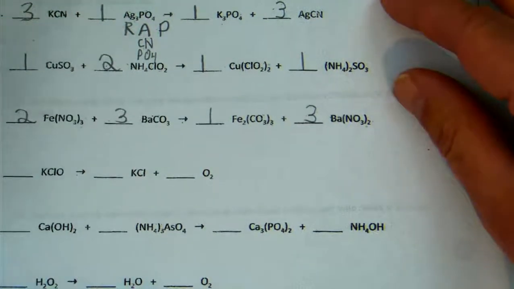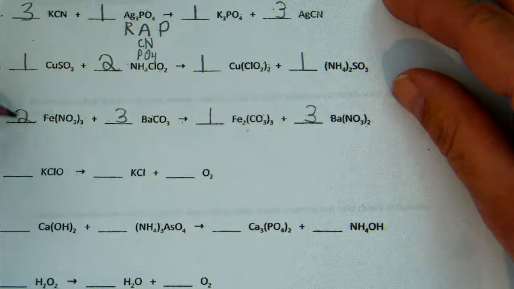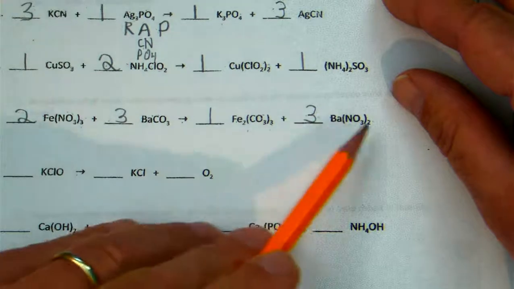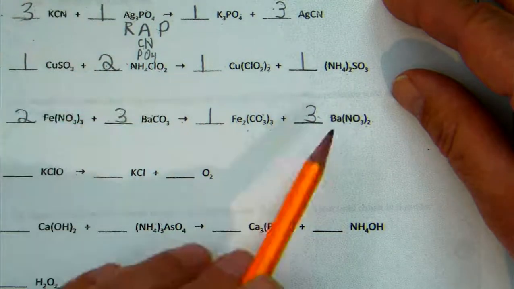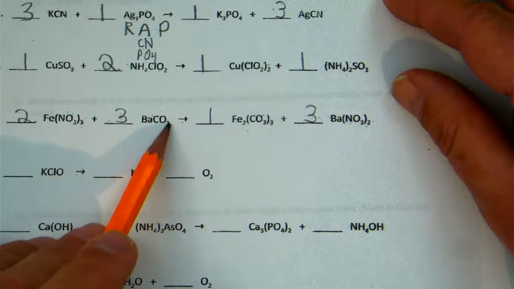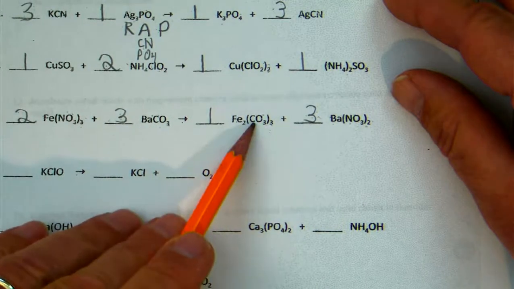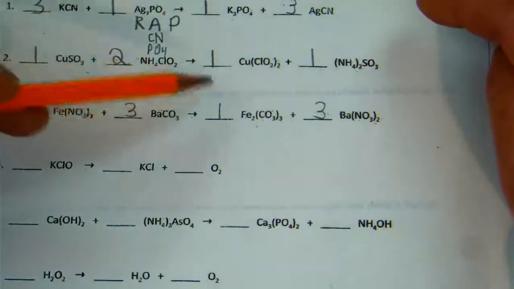Let's do a final check. 2 irons on the left, 2 irons on the right. 6 nitrates on the left, 6 nitrates on the right. 3 bariums on the left, 3 bariums on the right, 3 carbonates on the left, 3 carbonates on the right. This is balanced, coefficients 2, 3, yields 1, 3. Number 4.